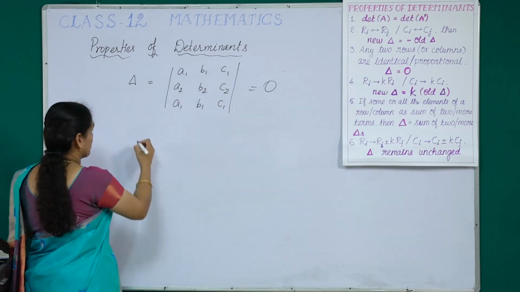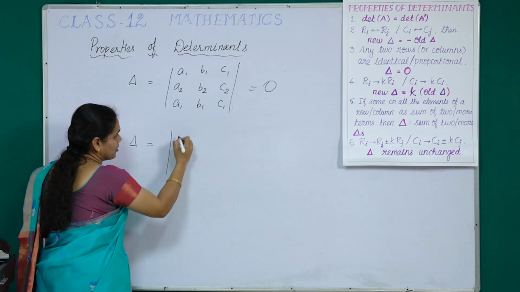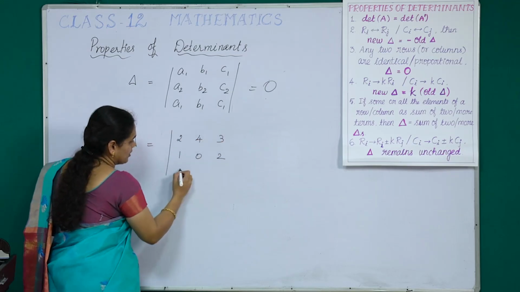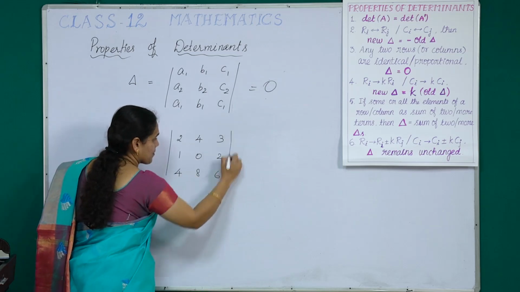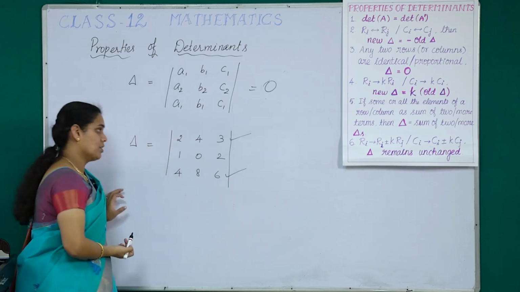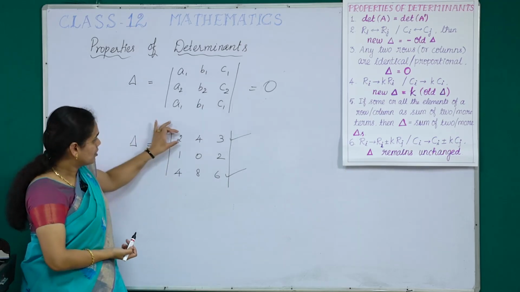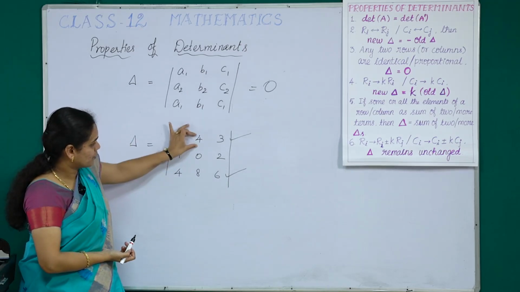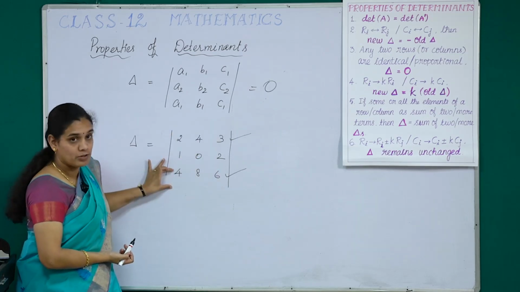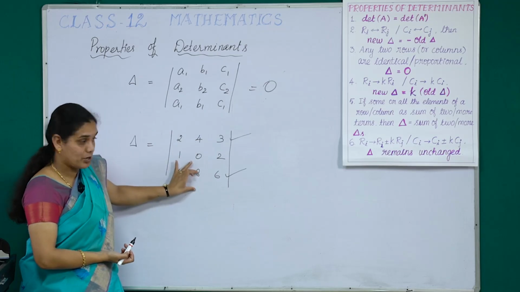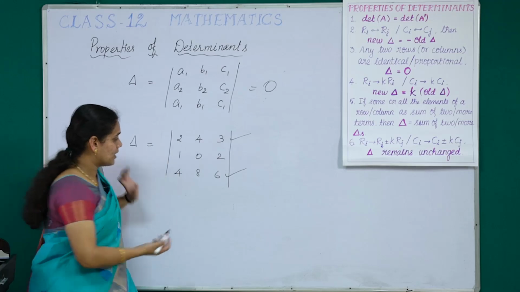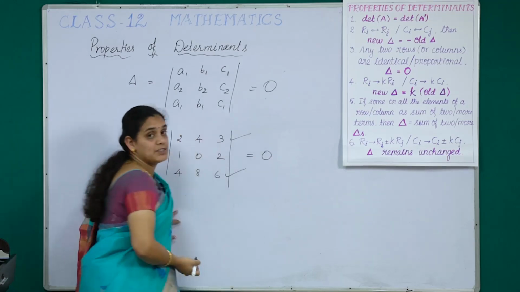Then what is proportional? For example, here 2, 4, 3, 1, 0, 2 and this is 4, 8, 6. If you see this row and this row, are they proportional? Yes. 2 times of 2 is 4, 2 times of 4 is 8, 2 times of 3 is 6. Otherwise, 2 by 4 equal to 1 by 2, 4 by 8 equal to 1 by 2, 3 by 6 equal to 1 by 2. They are proportional. In that case also the determinant will be 0.